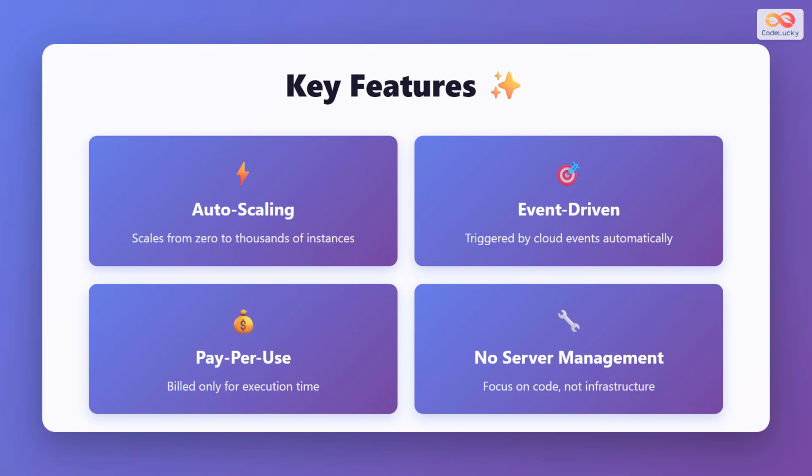Cloud Functions offers 4 key features that make it powerful. First, it provides automatic scaling that can go from 0 instances to thousands, depending on demand. Second, it's event-driven, meaning your functions are automatically triggered by events happening in your cloud environment. Third, it follows a pay-per-use pricing model where you're billed only for the time your code actually runs. And fourth, there's no server management required, allowing you to focus entirely on your code rather than worrying about infrastructure, patches, or updates.